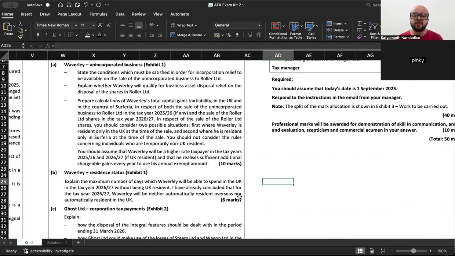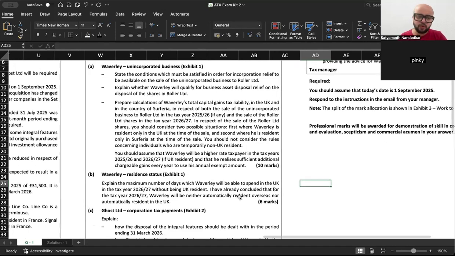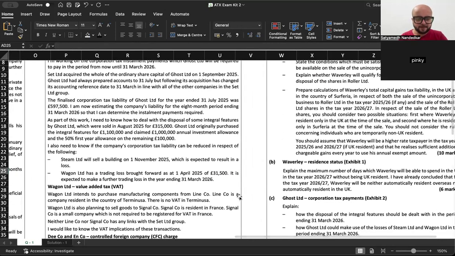Prepare calculations of Waverley's total CGT liability in the UK and in the country of Surferia in respect of both the sale of the unincorporated business to Roller Limited in tax year 25-26, if any, and the sale of Roller Limited shares in tax year 26-27. In respect of the sale of Roller Limited shares, you should consider two possible scenarios. First, where Waverley is resident only in the UK at the time of sale, and second, where he is resident only in Surferia at the time of sale. Do not look at the temporary non-UK resident rules.